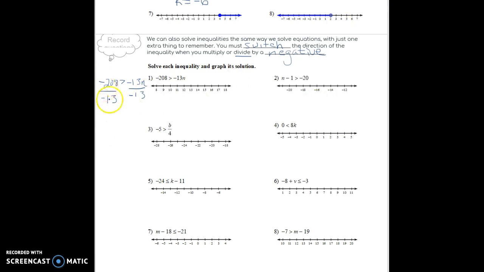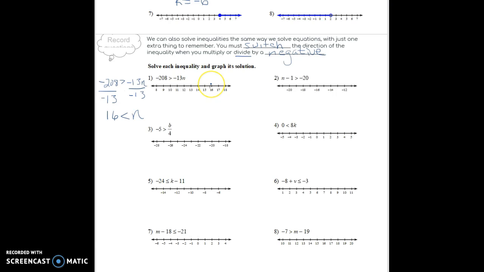All right, so -208 divided by -13 gives me +16. And then -13 divided by -13 is 1. 1 times n is just n, so I've got n left. And then because I divided by a negative, I need to change the sign of my inequality, right? So I flip it. So I now have 16 is less than n.